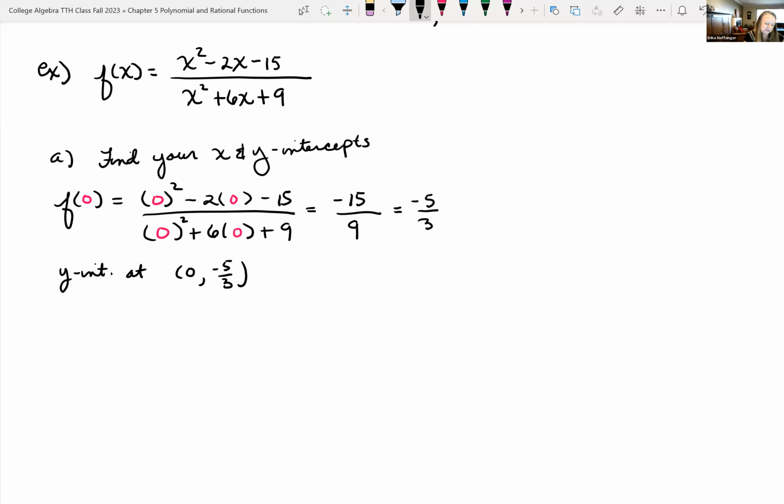My x-intercept, I'm going to set my equation equal to 0. So 0 is equal to x squared minus 2x minus 15 all over x squared plus 6x plus 9. I can clear my fraction by multiplying both sides by my common denominator, or LCD, of x squared plus 6x plus 9.